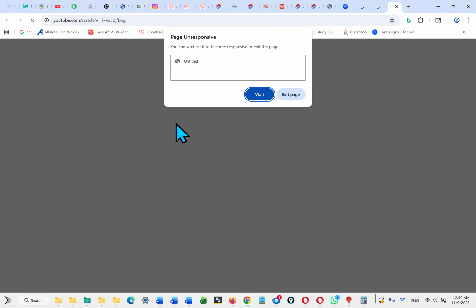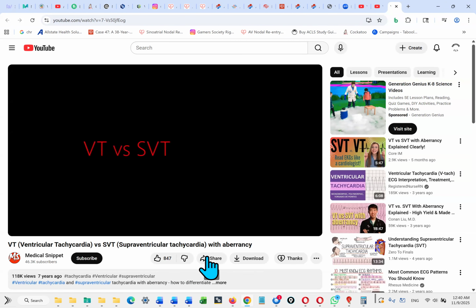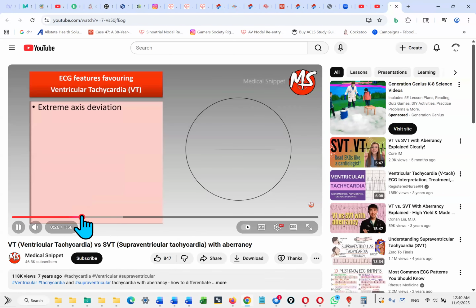Loading. Maybe YouTube doesn't want to be inside Zoom. But you can skip to the middle of the video because then it shows the list of criteria.